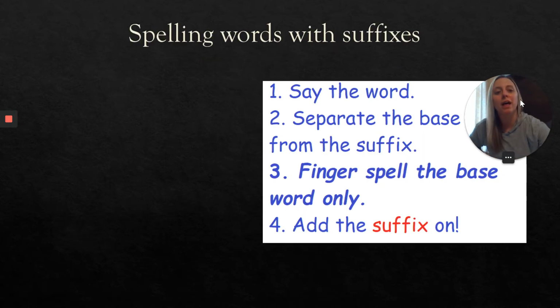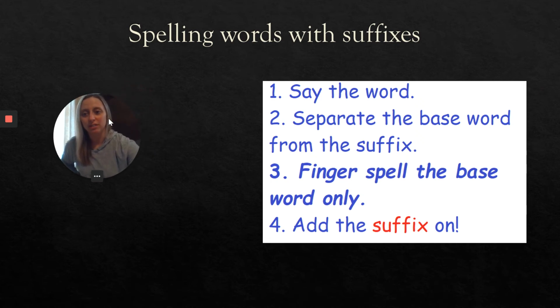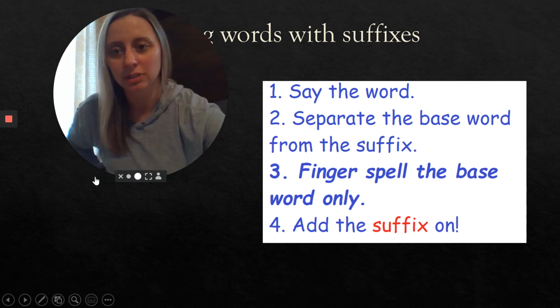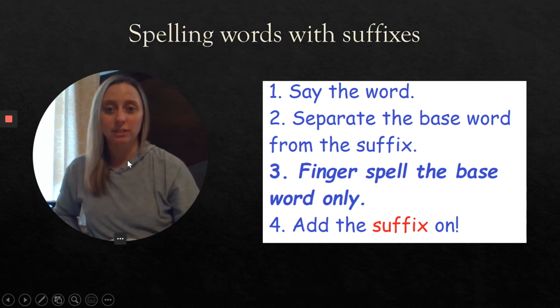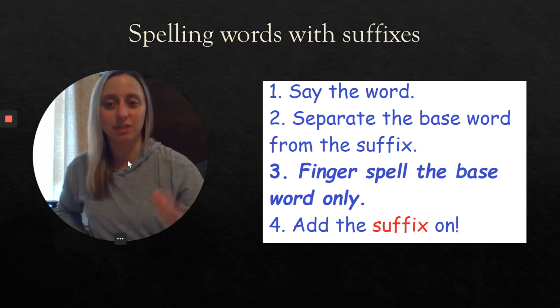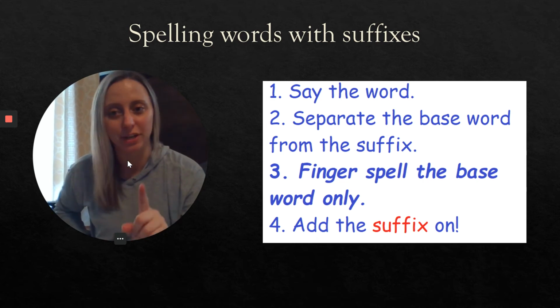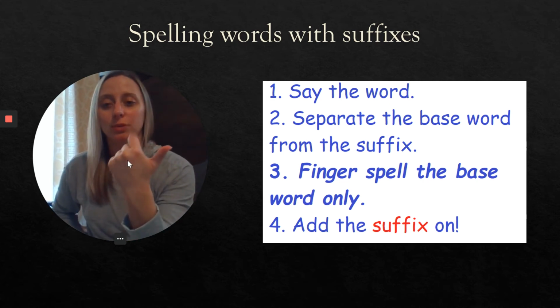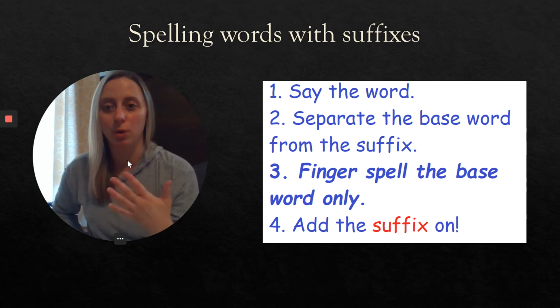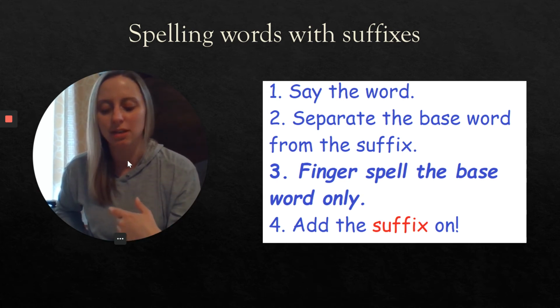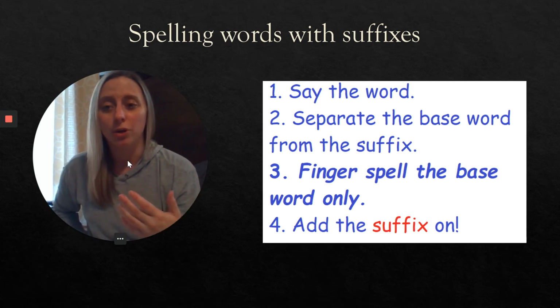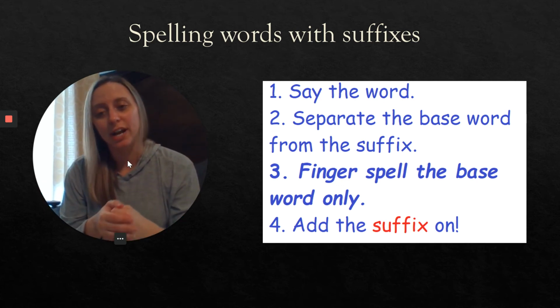Now, when you are spelling a word with a suffix, the first thing you're going to do is say that word, separate the base word from the suffix, and then finger spell the base word only. That part's very important. So I taught you a little bit about finger spelling recently. We'll go over how we do that with words that have suffixes. One thing you can do is just ask the child, what is the base word here? Or you can actually have them motion it with their hands if they need to.